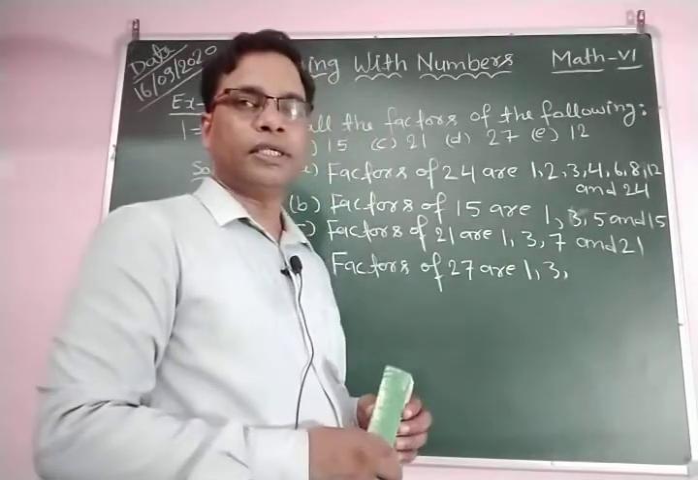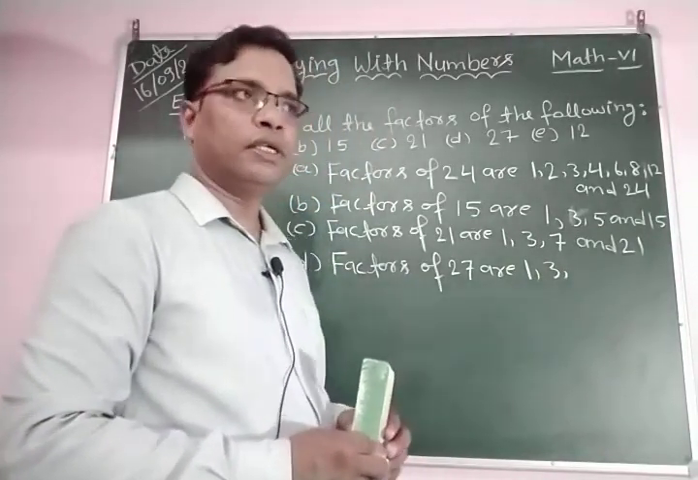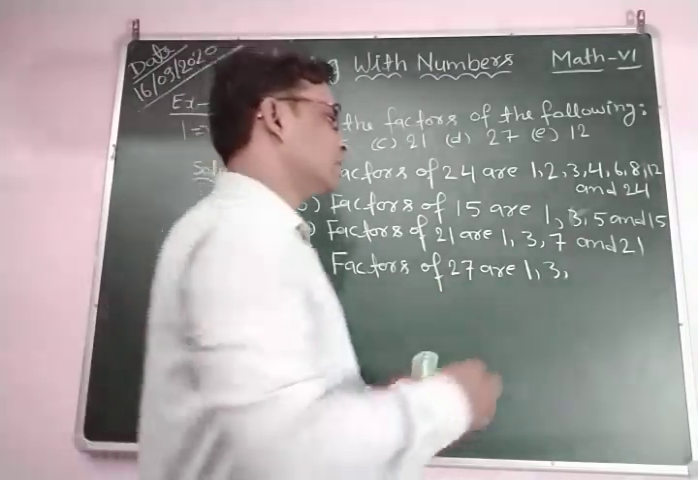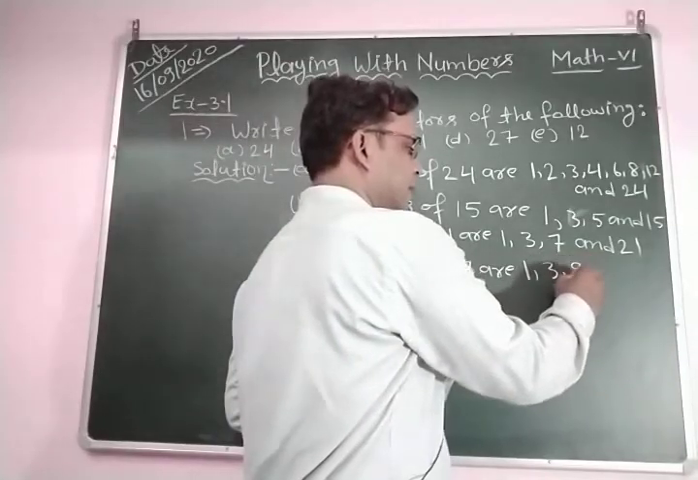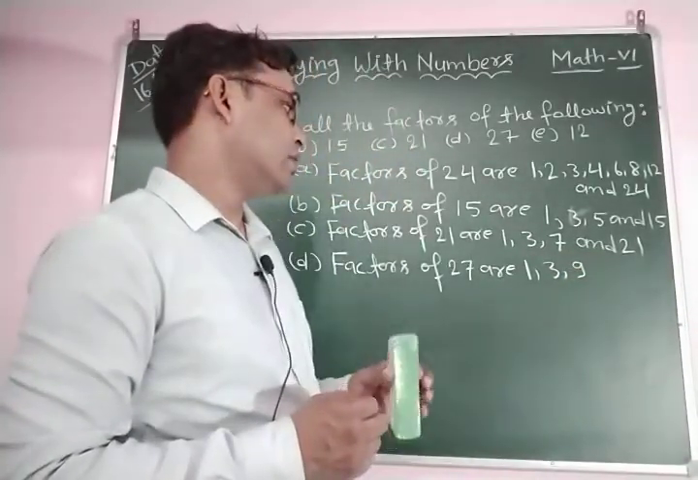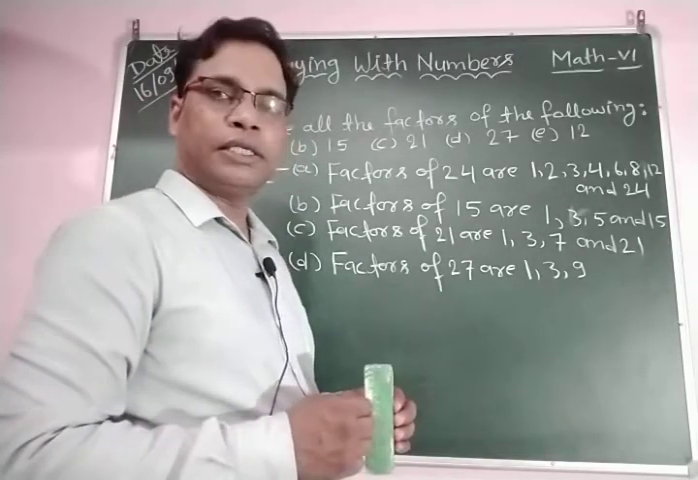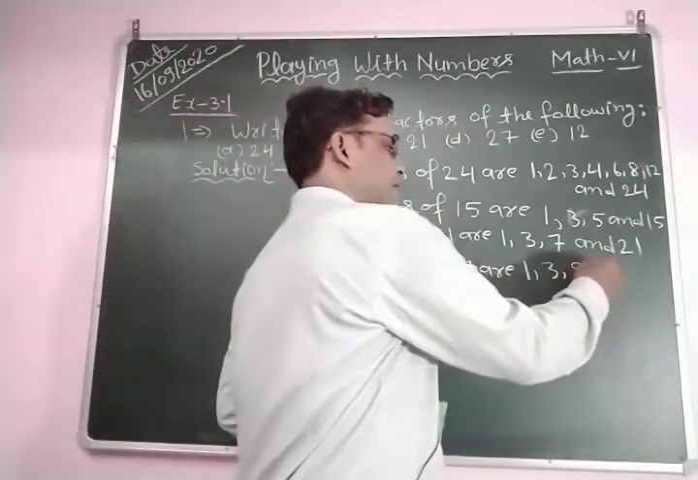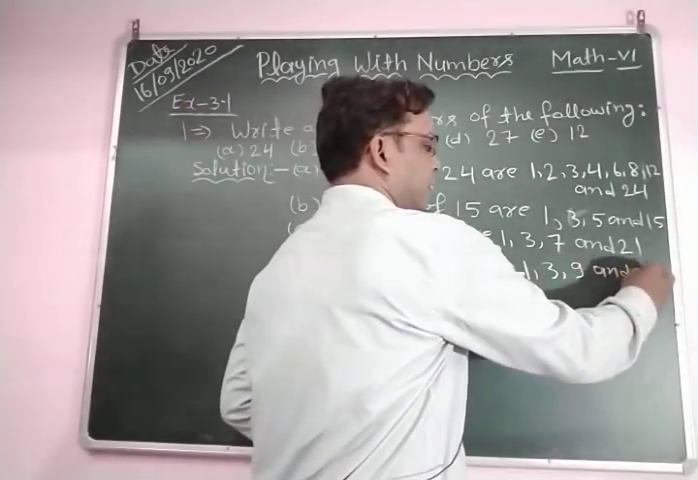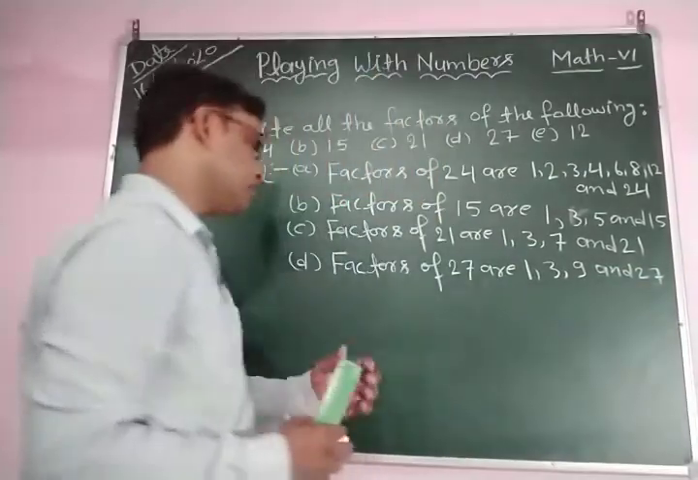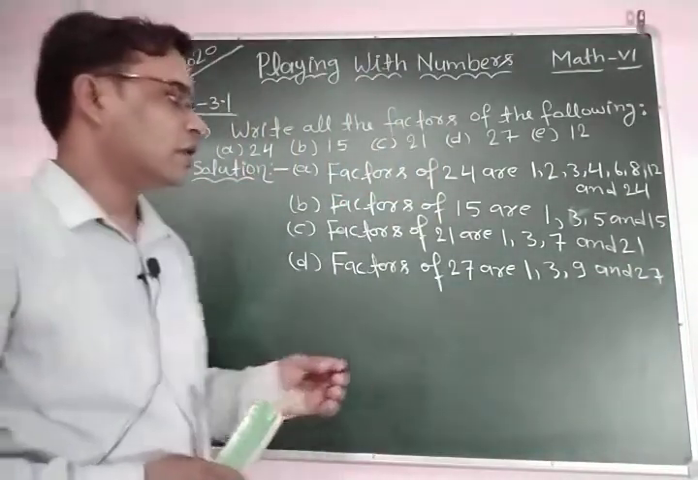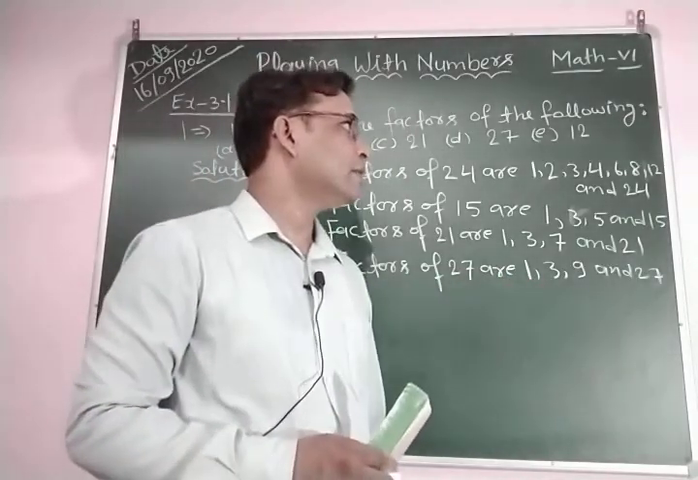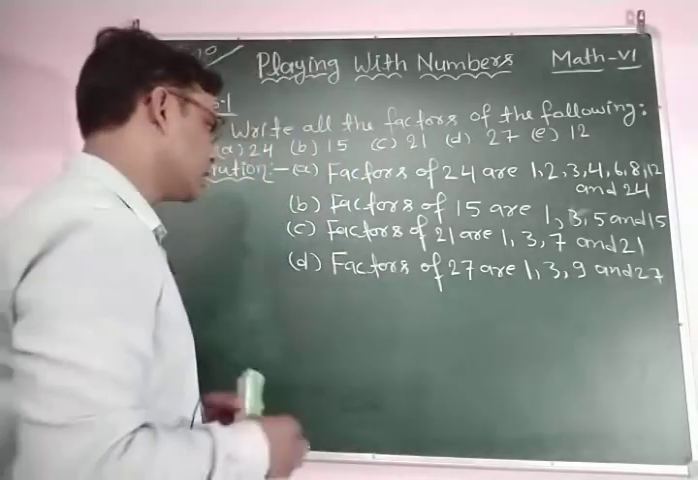Now next is 9. 6 does not divide 27. Next is 9. 9 divides 27: 9 threes are 27. So you can say 9 is a factor of 27. And last is 27 itself. 27 divides 27, so 27 is a factor of 27. So the factors of 27 are 1, 3, 9 and 27. Next part is 12, E part.